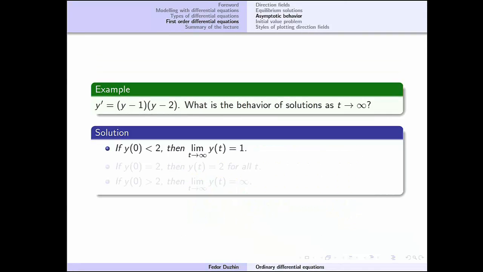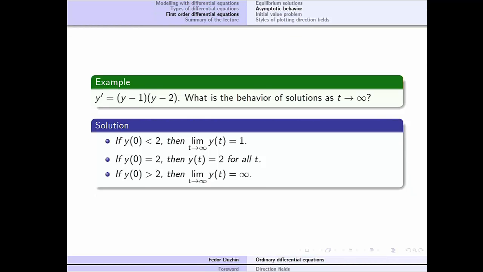And therefore we conclude that, depending on y of 0, if y of 0 is less than 2, then the limit is 1. If it is exactly 2, then it just remains 2. But if y of 0 is bigger than 2, then the limit is infinity. So that's what we saw from the direction field.